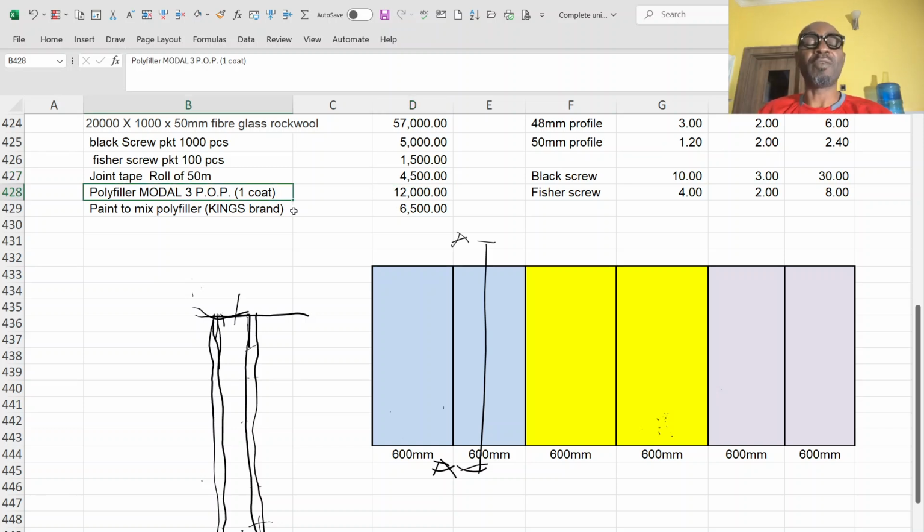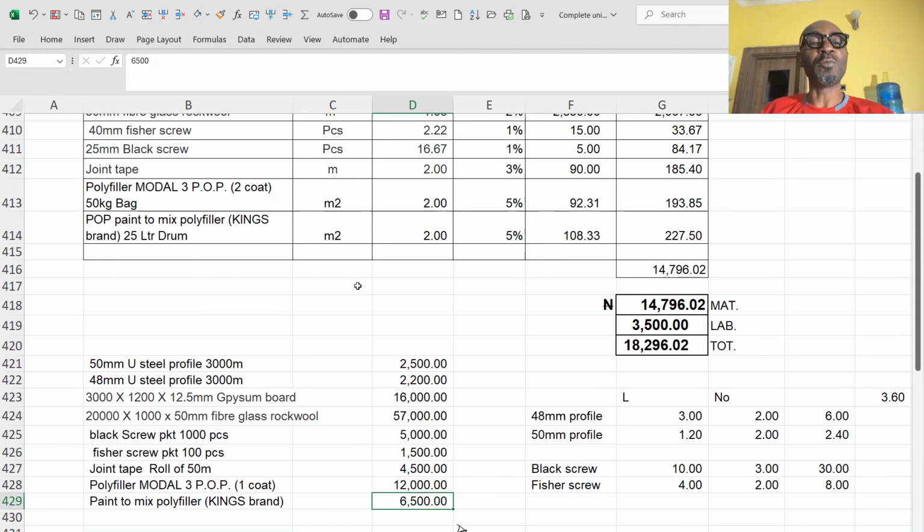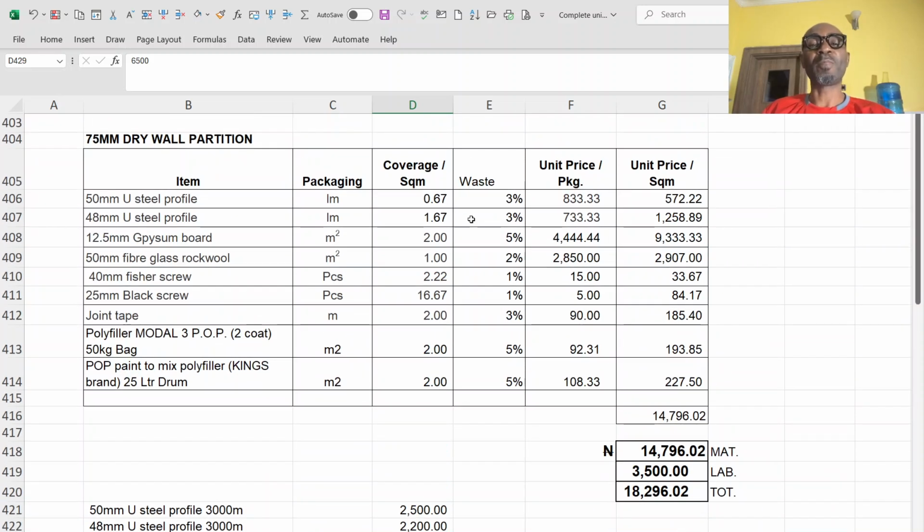While the molder, if you are asked to screed the wall, but if you are treating the screeding and painting separately, fine. But if the description says you should prepare the wall up to screeding, then your rate has to capture screeding. And a bag of molder of 50 kg is 12,000, and a bucket of King's paint for mixing the molder is 6,500. So now we come to our table.